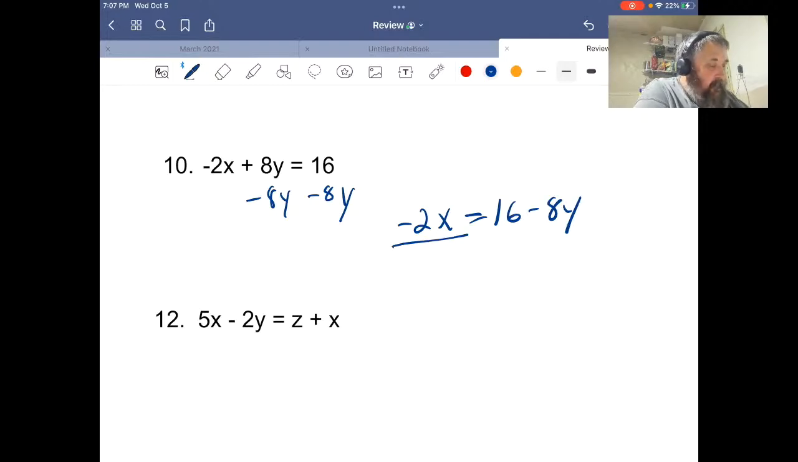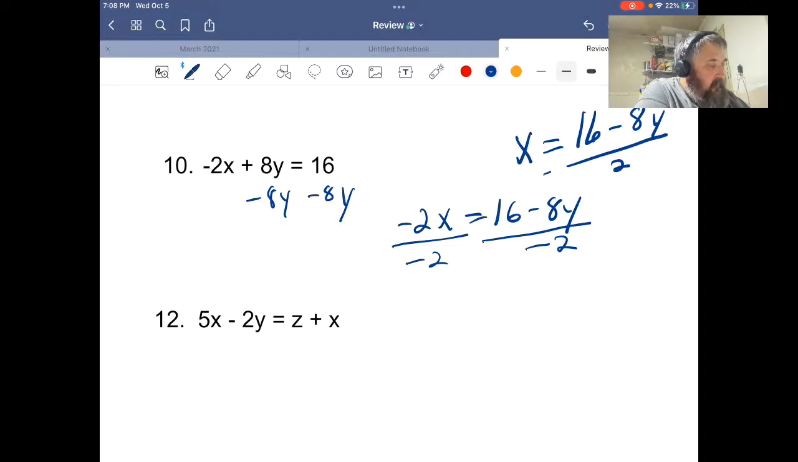Then I'm going to divide both sides by negative 2. So that gives me x equals 16 minus 8y over negative 2, and this is all negative, so negative 2.